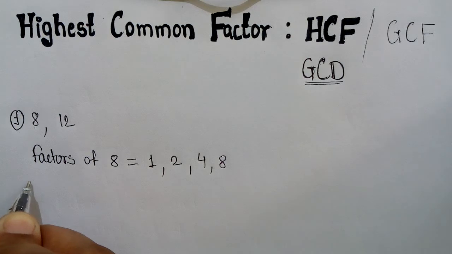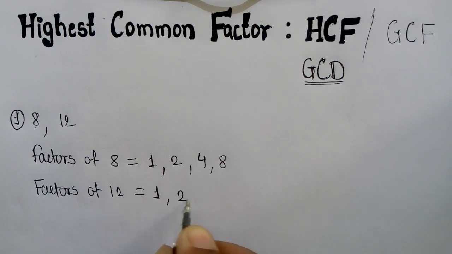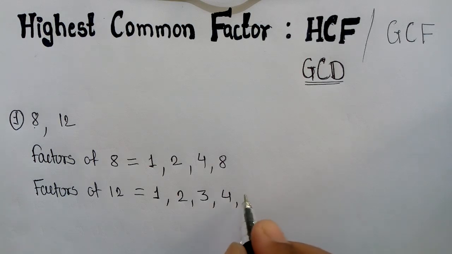Now factors of 12. The first one is 1. Then 2 is there. 3 4s are 12, so 3 is also there. 4 is also there. 5 is not there. 6 is there. And directly 12 is there. So these are the factors of 12.